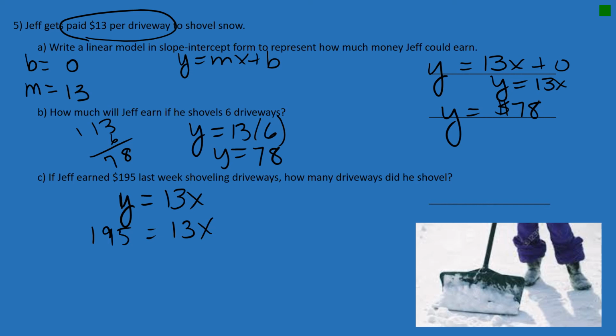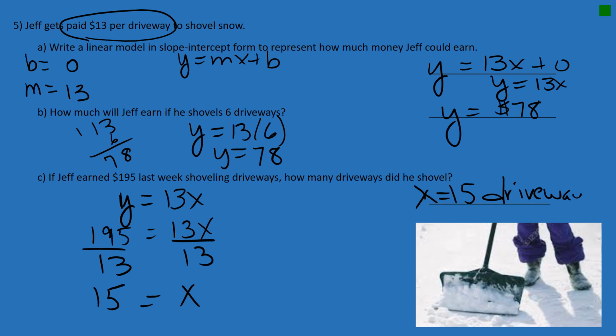Okay, so I have to divide both sides by 13. So I have 195 divided by 13, and I get 15. So my X equals 15. So how many driveways did he shovel? X equals 15 driveways. All right, nice work.